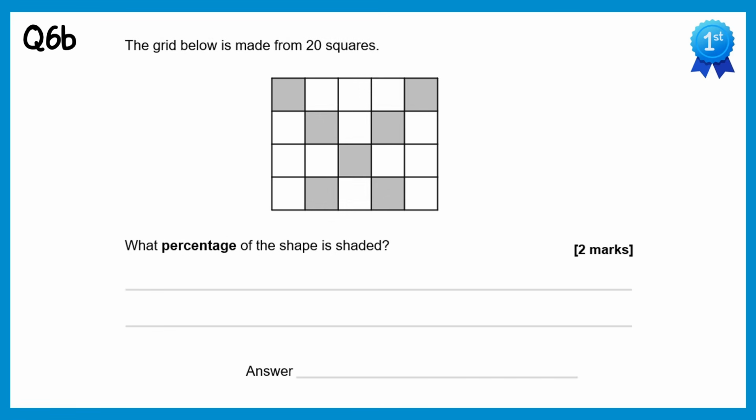For this part of the question we need to give the answer as a percentage, so let's count the squares once again. We have 1, 2, 3, 4, 5, 6, 7 shaded this time. So if we write that as a fraction, it will be 7 out of 20.